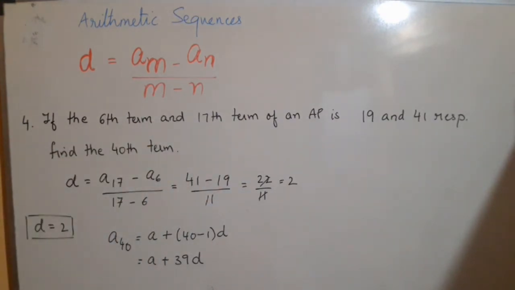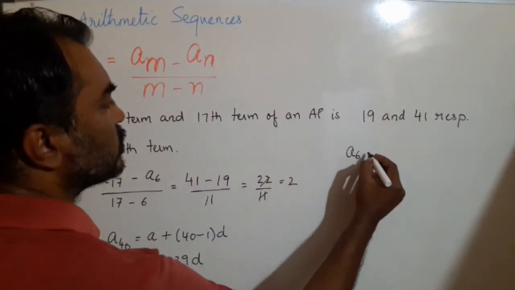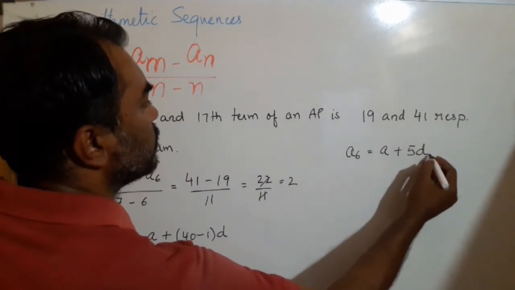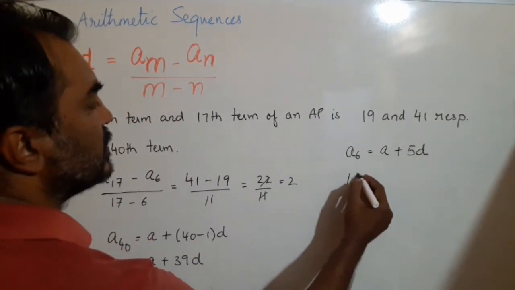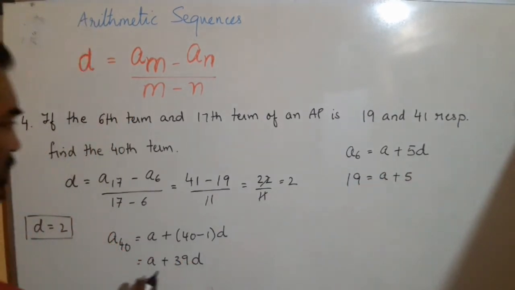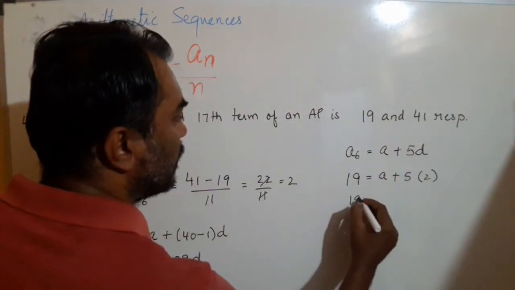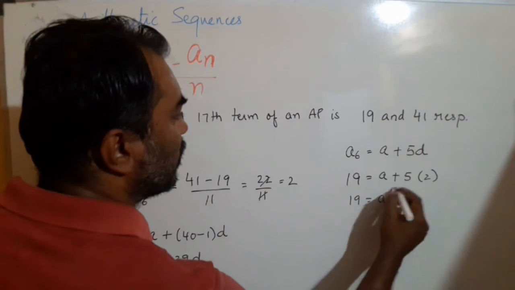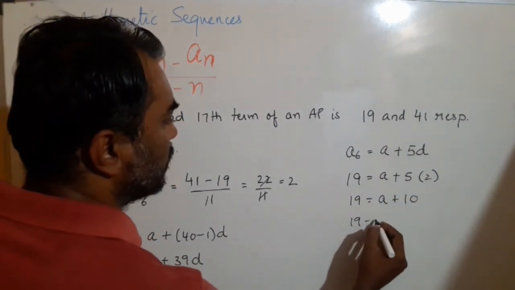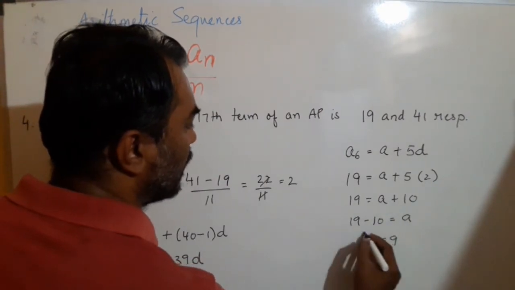For example, we are given the sixth term is 19. So the sixth term is written as A plus 5D. Since we know the sixth term is 19, we write 19 equal to A plus 5. And what is the D we got? The D was 2. So we get 19 equal to A plus 5 2s are 10. Moving this side, 19 minus 10 equal to A. So A is equal to 9.